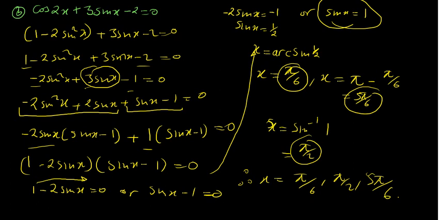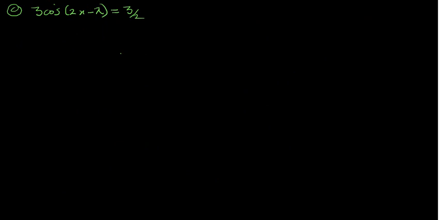Okay. Having another question. We are given 3 cos(2x minus pi) is equal to 3 over 2. How do we find such an equation? How do we solve it?